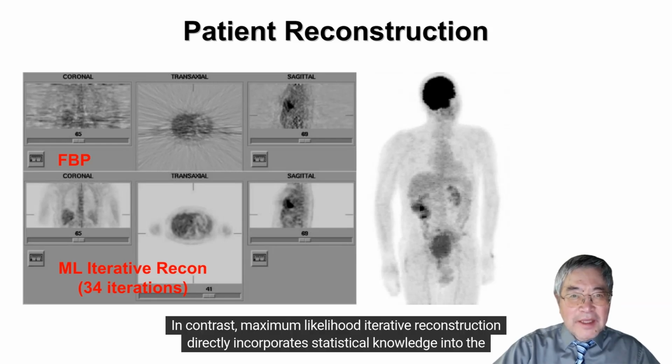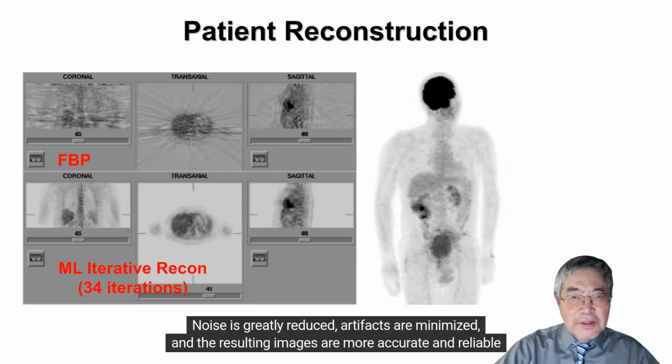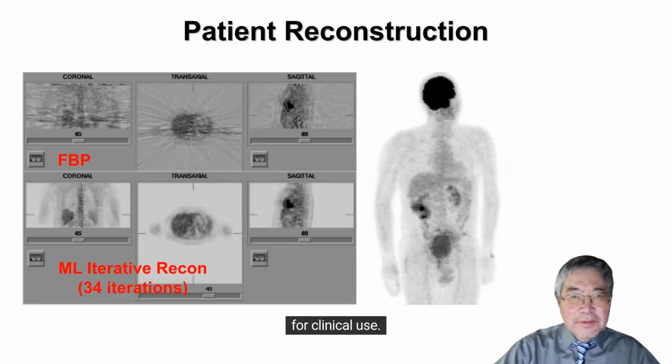In contrast, maximum likelihood iterative reconstruction directly incorporates statistical knowledge into the reconstruction process. This approach produces images that are both visually and quantitatively improved. Noise is greatly reduced, artifacts are minimized, and the resulting images are more accurate and reliable for clinical use.